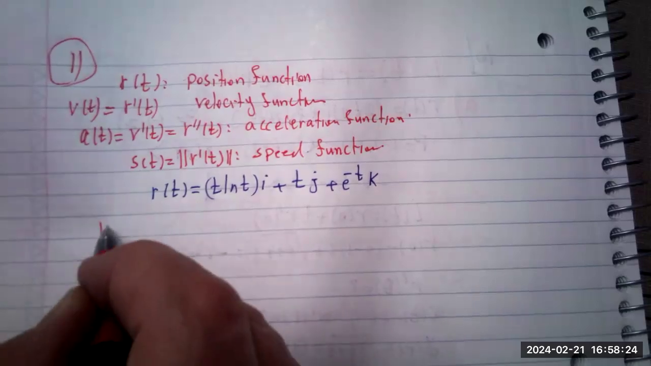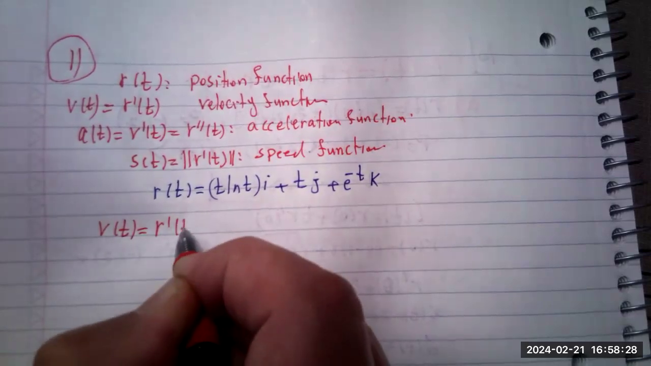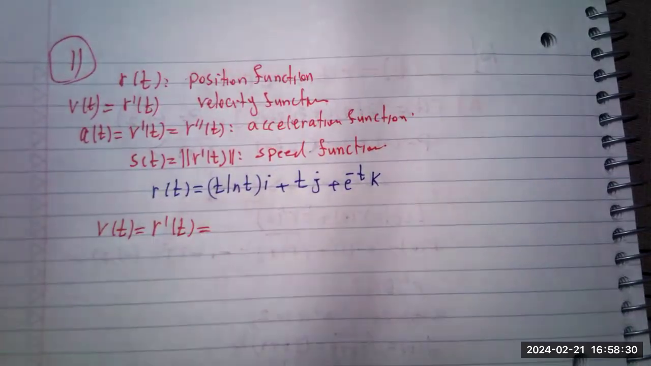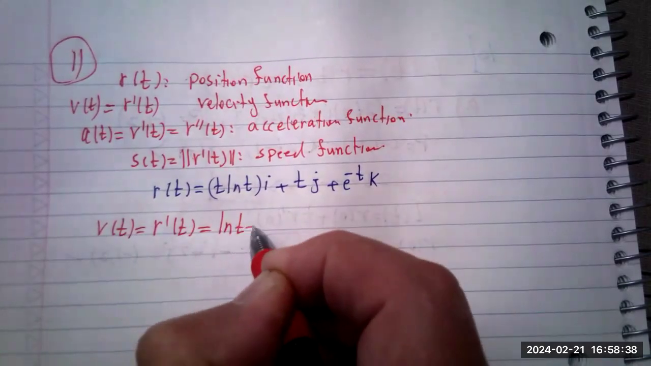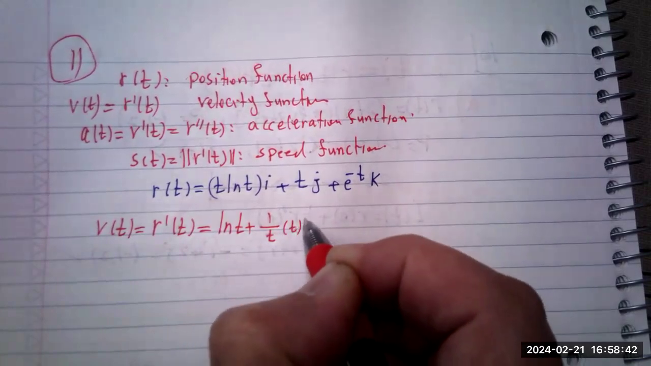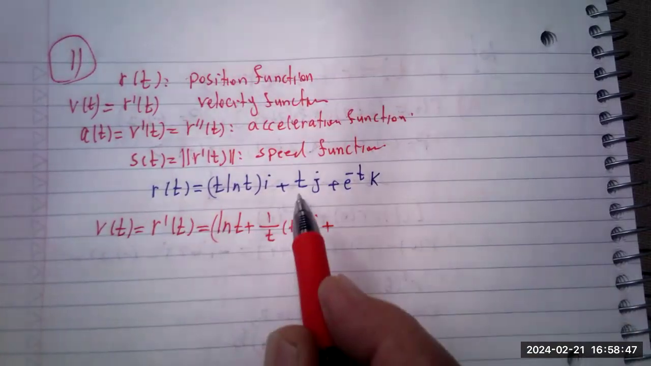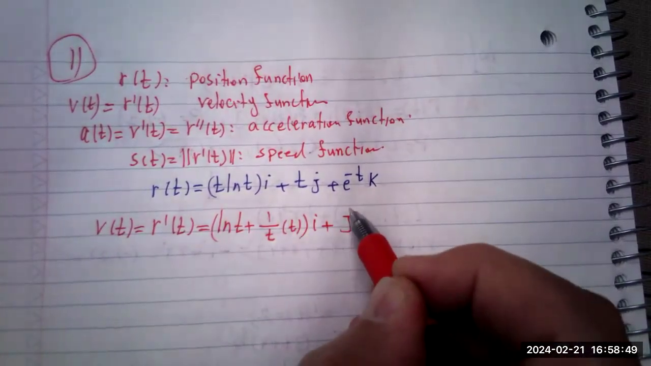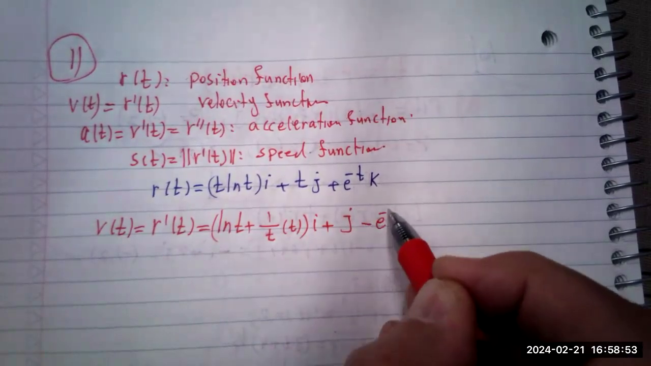Okay, so we go with the velocity, which is r prime of t. Differentiate. For the first one, you have to use the product rule: the derivative of the first times the second, plus the first times the derivative of the second. So the derivative of the first one is ln t, plus 1 over t times t. You can do it separately, or just do it as is. The derivative of t is 1, so that gives you j. The derivative of e to the negative t is negative e to the negative t k.